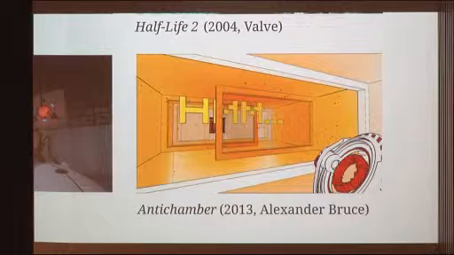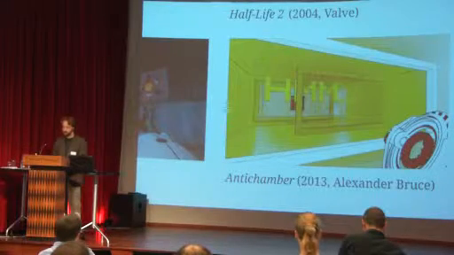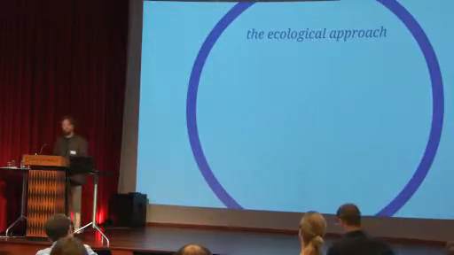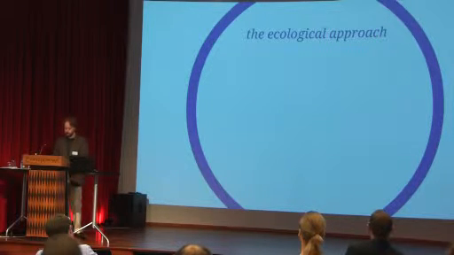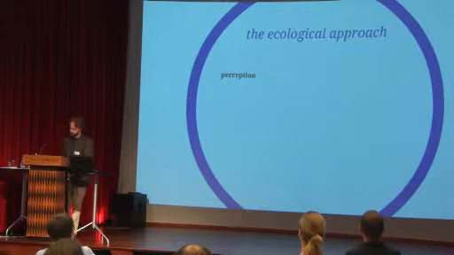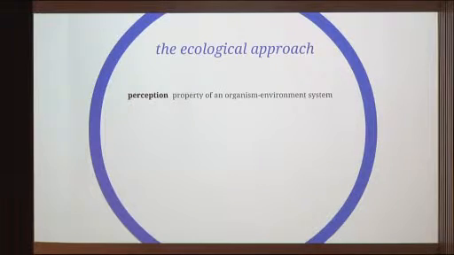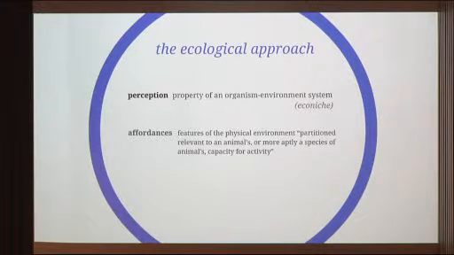But it also has the effect of shaving off some of the more interesting resonances of the term affordances within ecological psychology. So within the ecological approach to perception, affordances are profoundly bound up in issues of embodiment. Within the ecological approach, perception is defined not as an ability possessed by a given organism, but rather as a property of an organism-environment system, also known as an eco-niche. Within this system, affordances are dispositional properties of this synergetic organism-environment system. Features of the physical environment that is partition relevant to an animal's, or more aptly a species of animal's, capacity for activity. So in short, affordances are always in reference to specific bodily abilities of the actant in question.